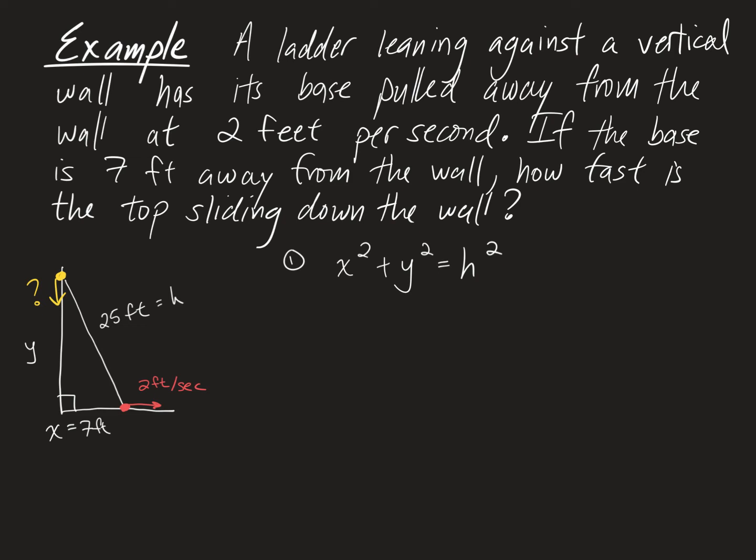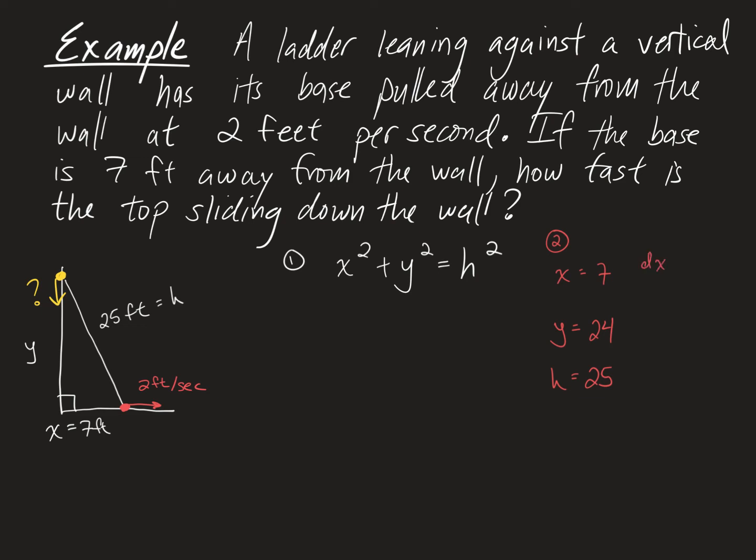Second thing I want to do is write down all the information I know about all of these variables and their rates. So I know I have 3 variables, x, y, and h. And I know x is equal to 7 feet. y we can figure out using the Pythagorean theorem because we know that h, the hypotenuse, is 25 feet. Now, you can go through and do this and figure it out for yourself, but I can tell you the y value here is 24 feet. Next, we need to write down what we know about the rates.